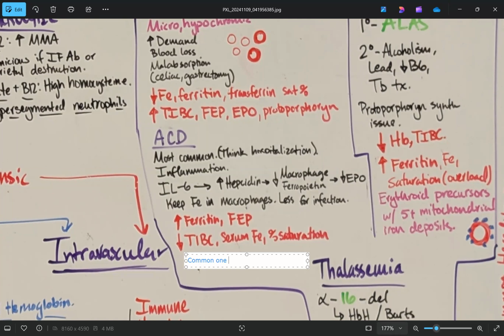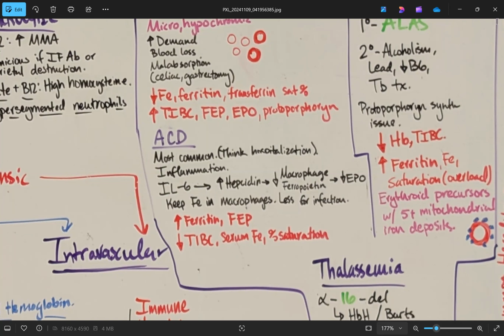So decreasing iron storage in your blood will decrease that access to bacteria. It'll slow down their proliferation. And so again, the iron will be kept in your macrophages, and again, less for infections. So what will you see on labs? You'll see an increase in ferritin, an increase in free erythrocyte protoporphyrin. And then you'll also see a decrease in TIBC, serum Fe, and a decrease in saturation as well.